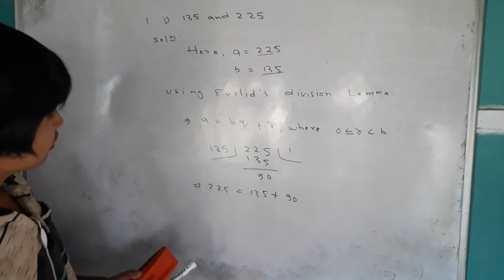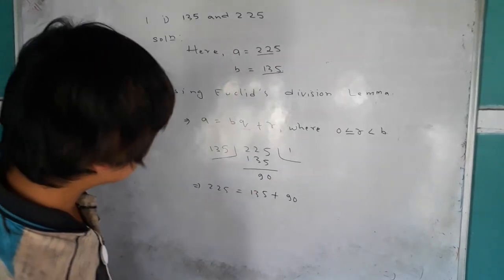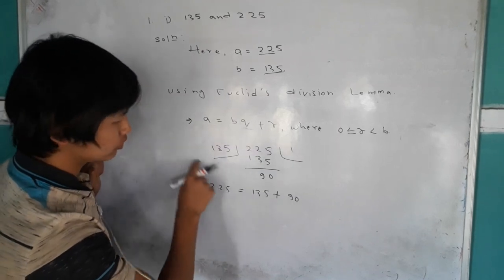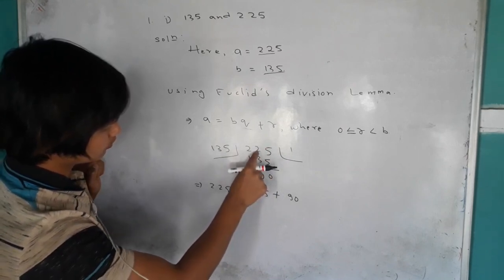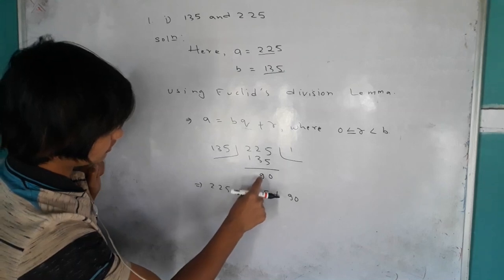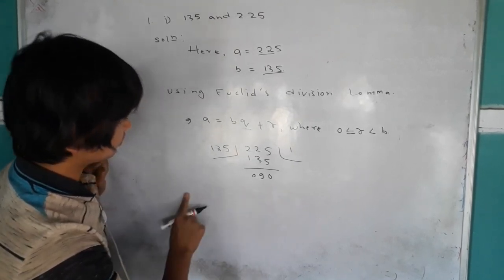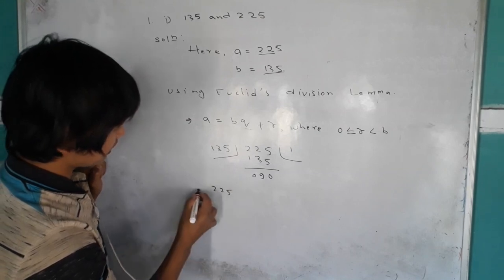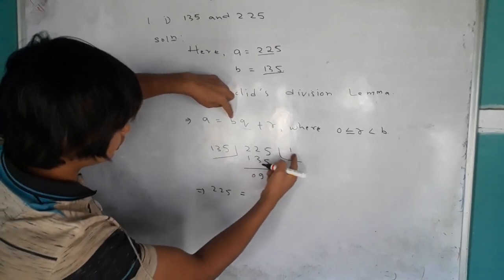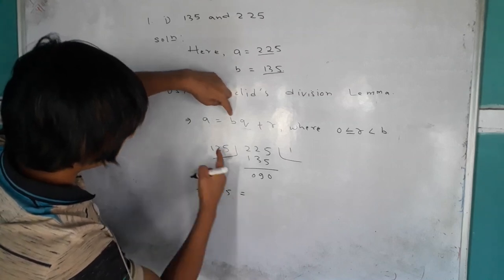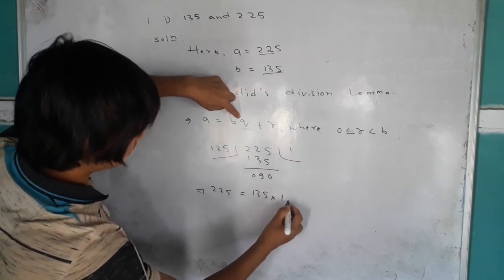Now you need to divide this number by this number. When we divide, it will go once, as you know how to divide. 135 ones are 135, 5 minus 5 is 0, 12 minus 3 is 9, and 2 minus 1 is 0, which means 90. So using the division algorithm, A is 225, equals B, which is 135, into Q, which is 1, plus remainder 90.